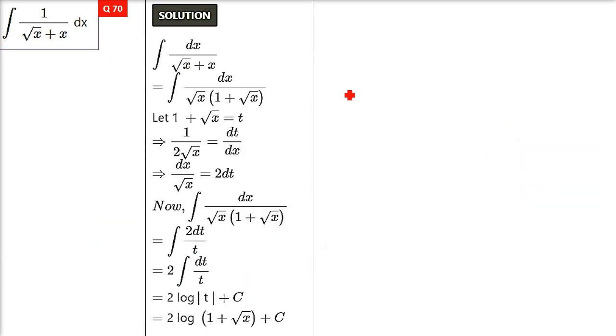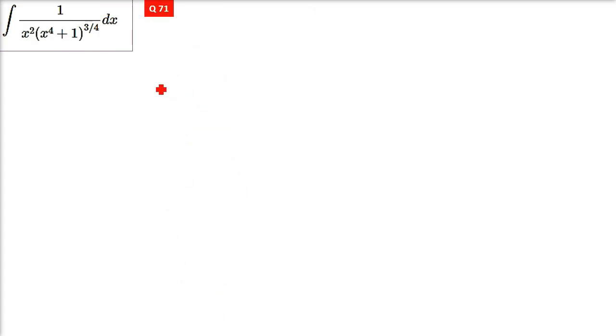So this is the way we have to go about it. Root x, if you take outside, if you know that, then other things will be quite easier. Please don't forget to put this modulus sign. Now in the previous question we have seen that if we change certain things or we reformulate the question, we'll be able to do it.